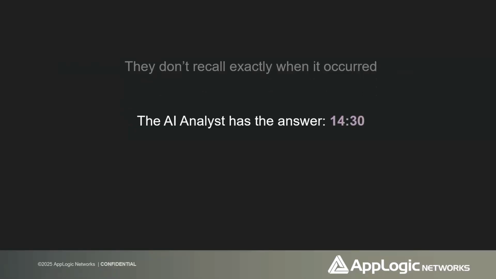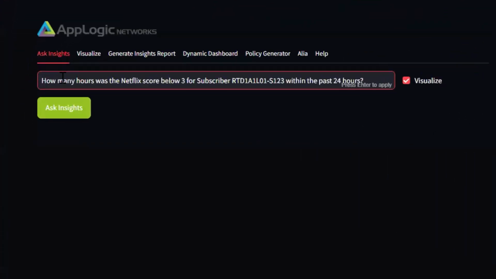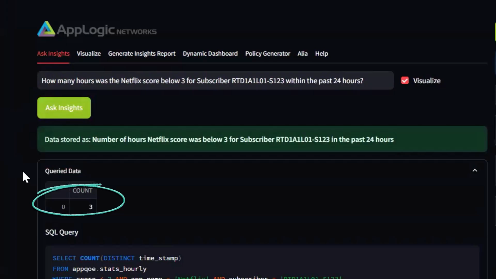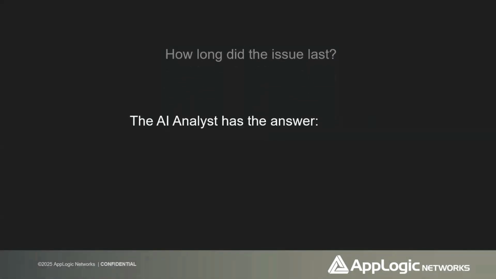But we also may want to know how long the issue lasted. Well, the AI analyst can also answer that for us. We can put the question in natural language, and it'll come back and give us the answer. We saw that it was going from 14:30, 15:30, 16:30. So it occurred over 3-hour intervals, and of course the AI analyst was able to tell us the 3 hours.